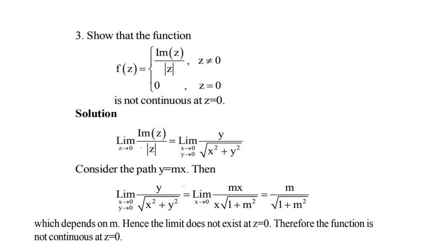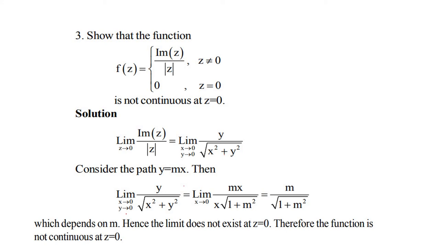We take the limit as z tends to 0 of imaginary part of z by mod z. Limit z tends to 0 means both x tending to 0 and y tending to 0. Here z is equal to x plus iy, so the imaginary part of z is y, and mod z is root of x square plus y square. Here we consider the path y equal to mx, which is a straight line.